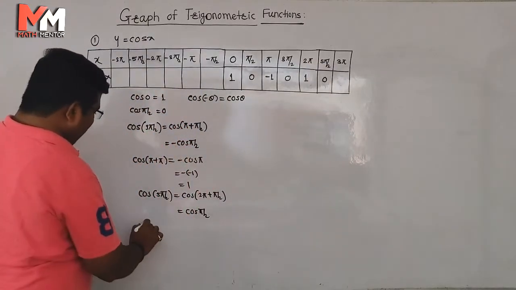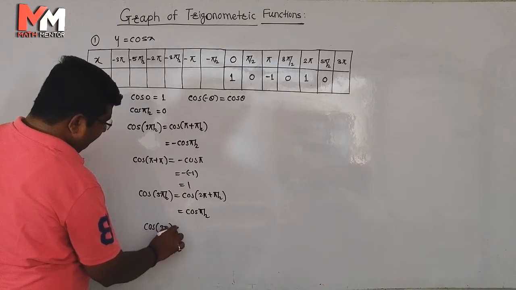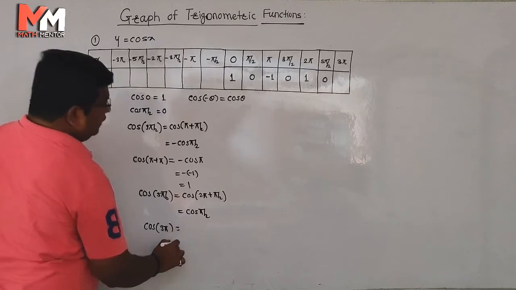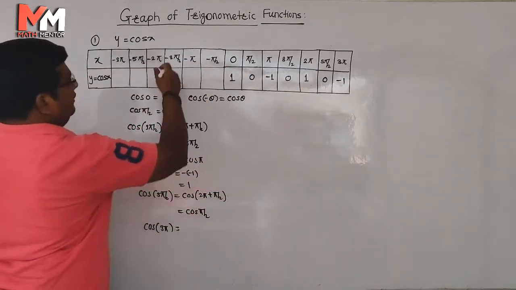Now cos 3 pi. We can write 2 pi plus pi, 3 pi, so it is minus 1. Exactly the same in the reverse.